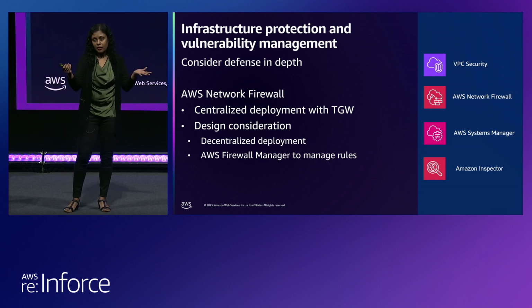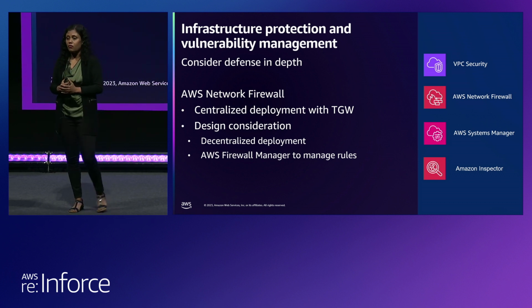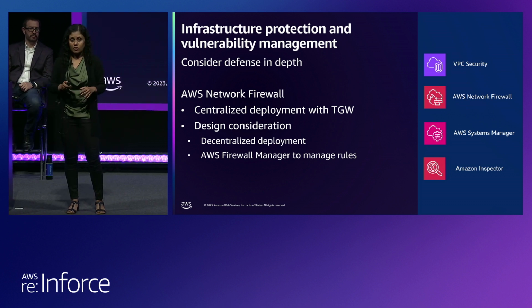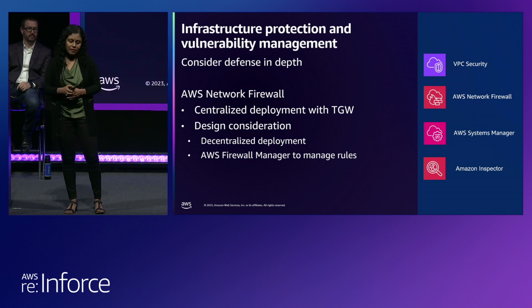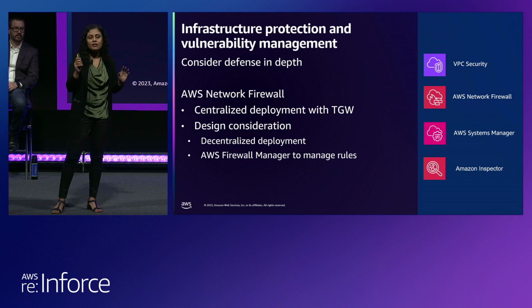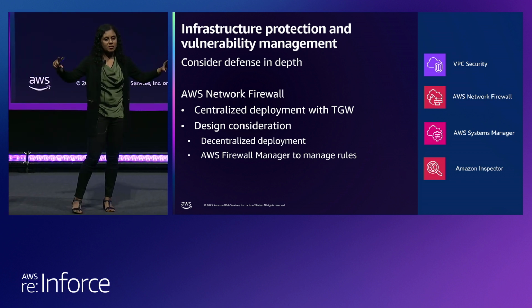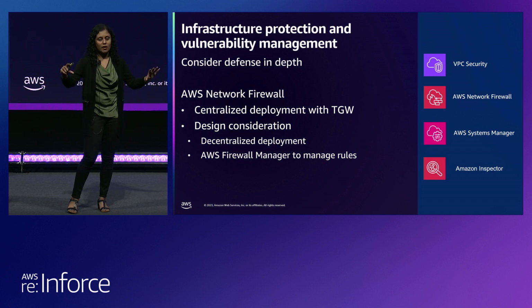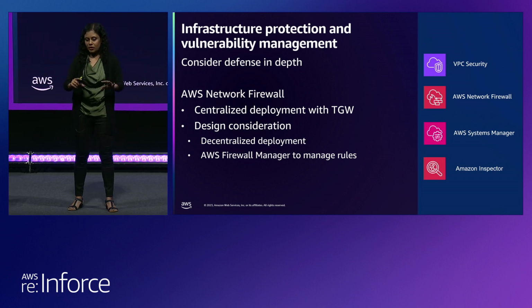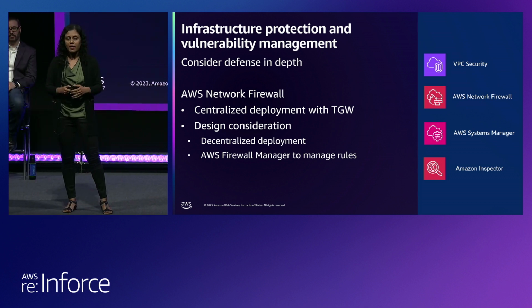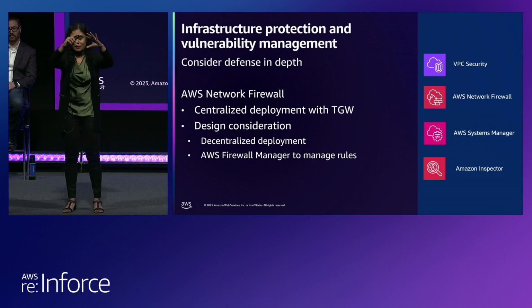Alternatively, you can have Network Firewall deployed in a decentralized way in each of your Amazon VPCs. And if you do that, just keep in mind, now you have to manage rules at multiple places because you deployed it in a decentralized way. So it could be difficult to manage. So if you decide to do that, consider using a service like AWS Firewall Manager, so you can manage these rules at multiple places from a central location.